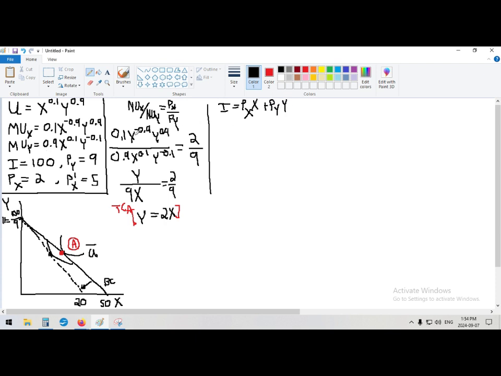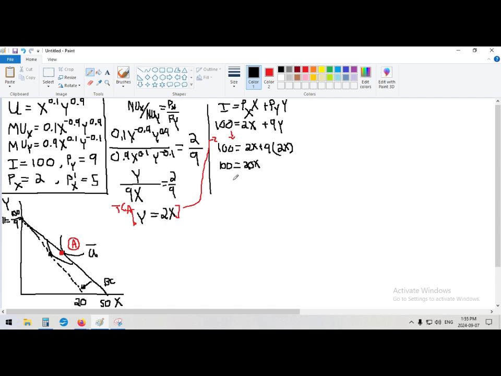Let's plug in the numbers here. So we have $100 for income, X costs 2, and Y costs 9. And then what we do here is we combine these two together, and we say, okay, we have 100 equals 2x plus 9, and then where we see y, we plug in the 2x over here, and we solve for x. So let's see here. So we have 2x plus 2 times 9, which is 18, plus 2, that'll be 20x.